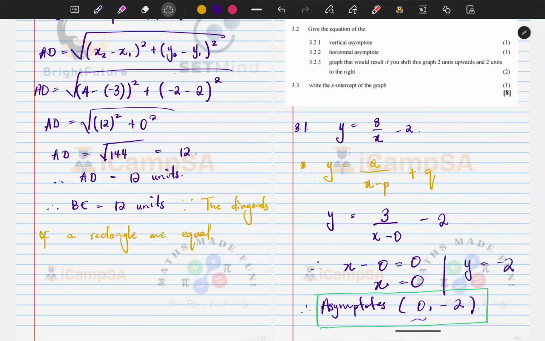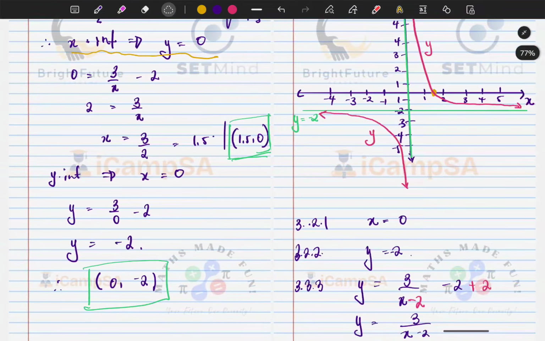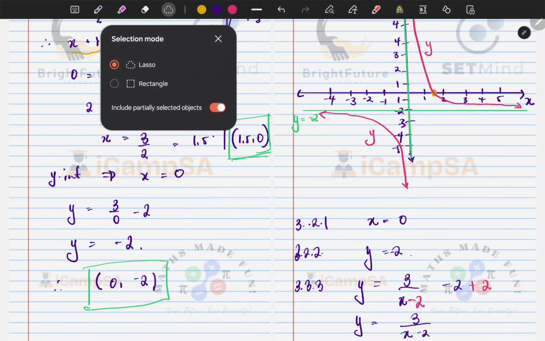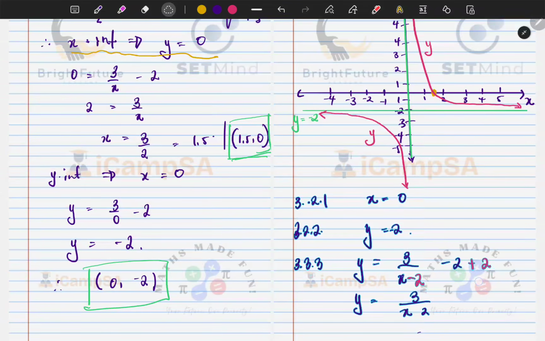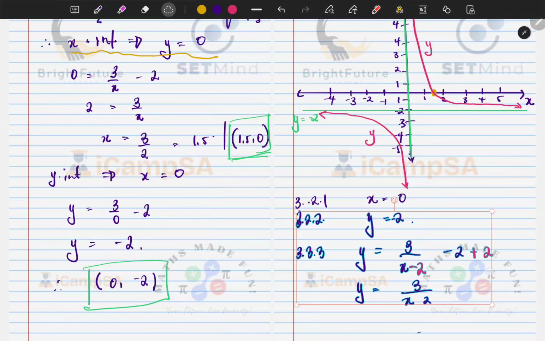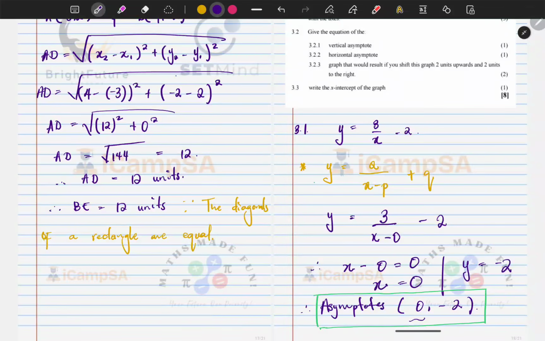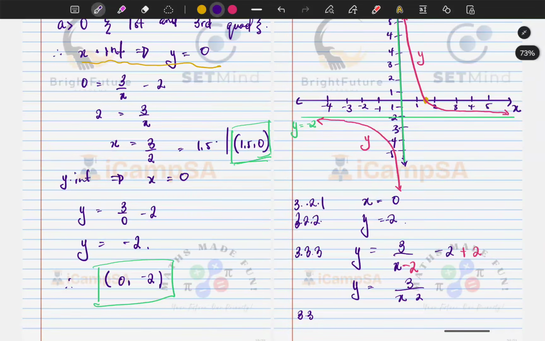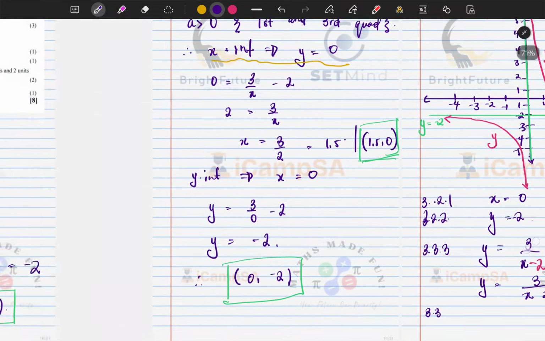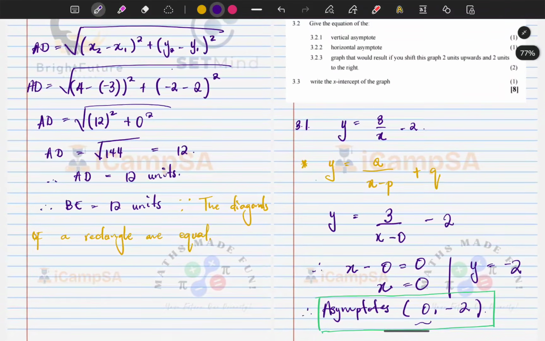They say 3.3 writes the x-intercept of the graph. So maybe what we can do is just take this up, because I believe we have enough space. The x-intercept is not something that would need a new page. So now for 3.3, they want the x-intercept of the graph.